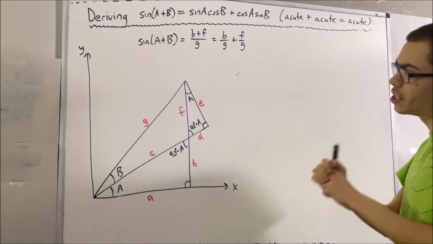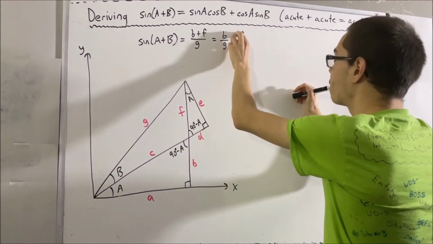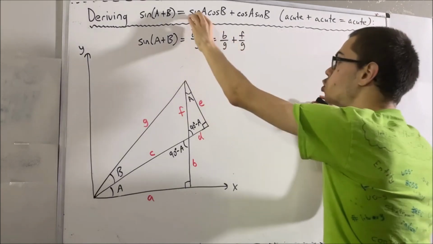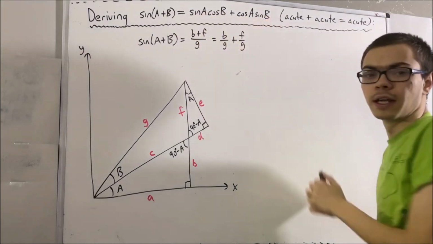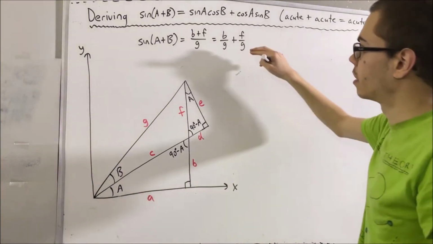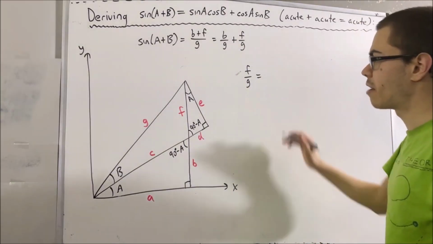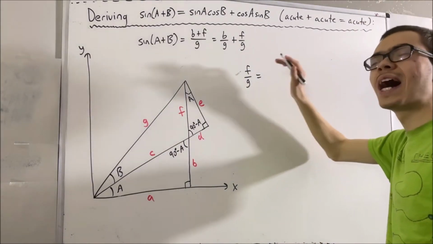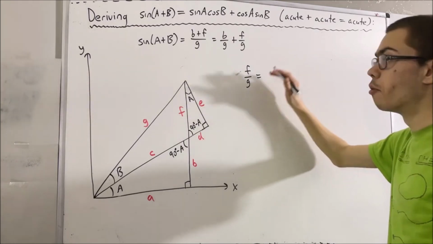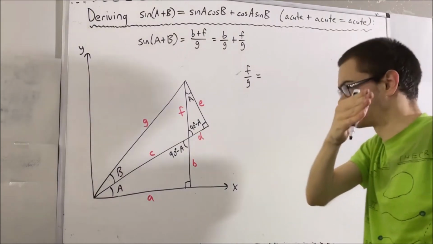Now what I would like to do is re-express what B over G and F over G are in terms of trig ratios. And so that's really my next goal. And we're going to start by re-expressing F over G. Now, it may not be obvious why I'm doing what I'm about to do, but it all works out in the end, right?